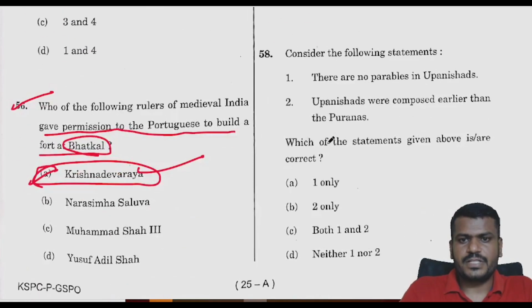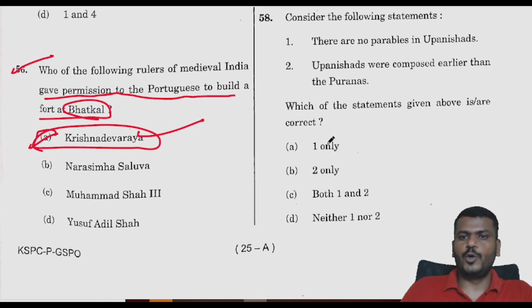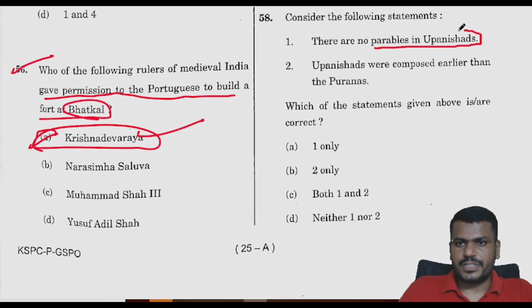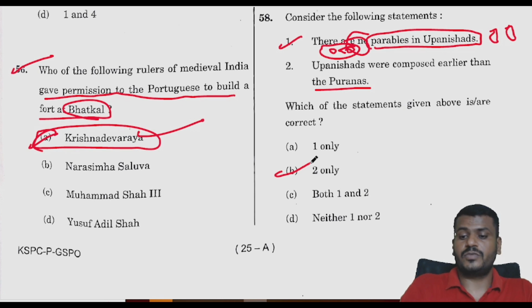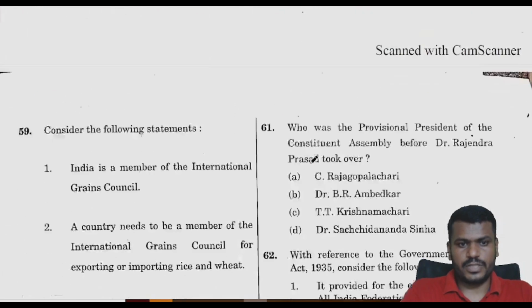Okay, next, consider the following statements. There are no parables in Upanishads. Parables means two pairs. Okay, but they are there, like two birds sitting together, one is eating something and another bird is watching. I have seen such pictures in Upanishads, in culture books. And next, Upanishads were composed earlier than the Puranas. Yes, that is true. Upanishads were definitely composed before Puranas. Okay, that is the correct statement.